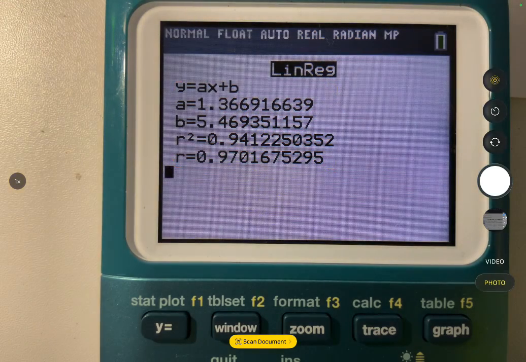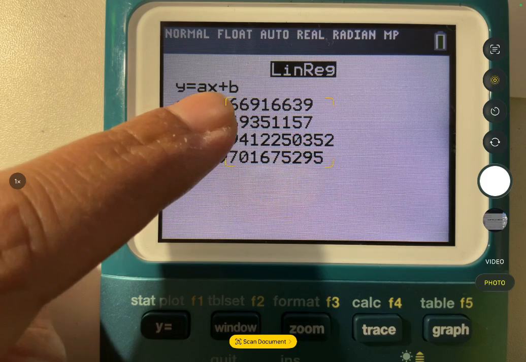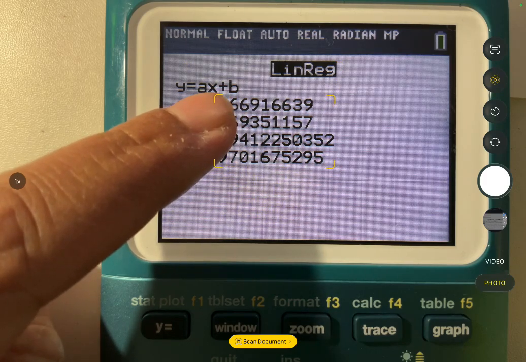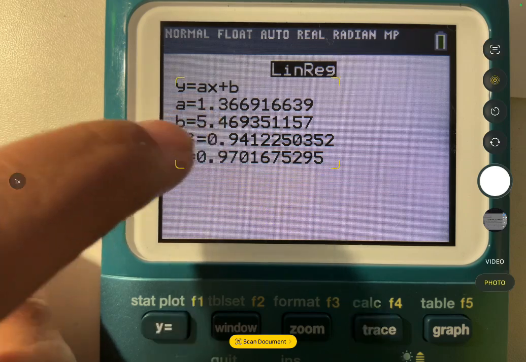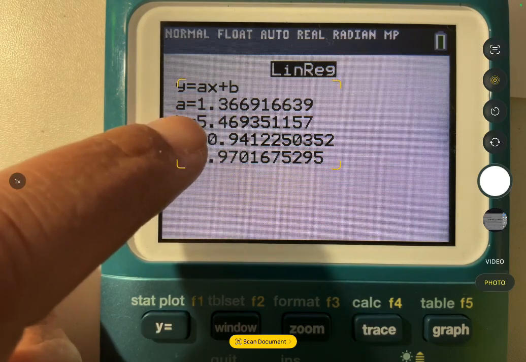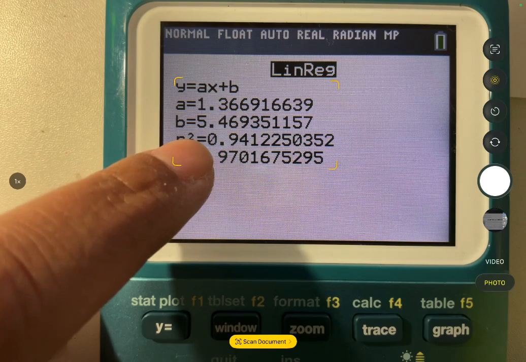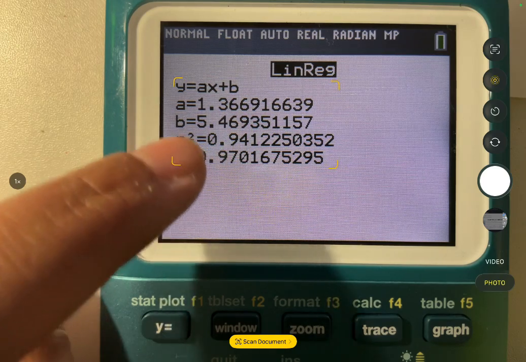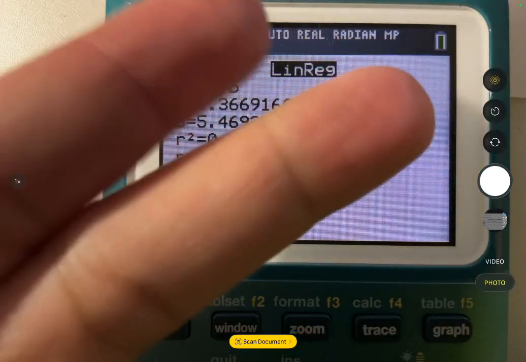All right. So, look at the way that equation at the top is written. Y is equal to AX plus B. Where have you seen something similar? MX plus B. So that means that A is what? M. It's the slope. A is the slope. B is the y-intercept. So with the slope and the y-intercept, we can create our equation.